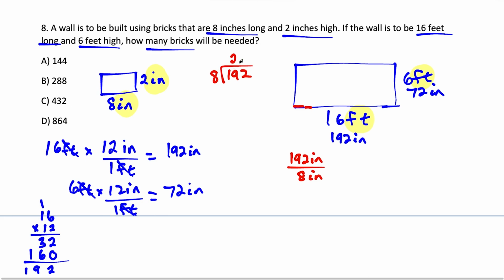8 goes into 19 twice. 2 times 8 is 16. We have a remainder of 3. We carry down the 2, and then 8 goes into 32 4 times, and we subtract 32, and we get a remainder of 0. Okay, so that tells us we could fit 24 bricks going across.